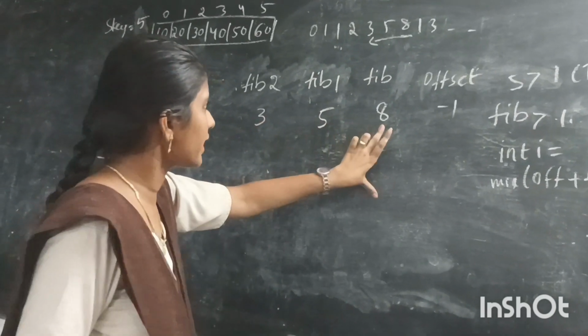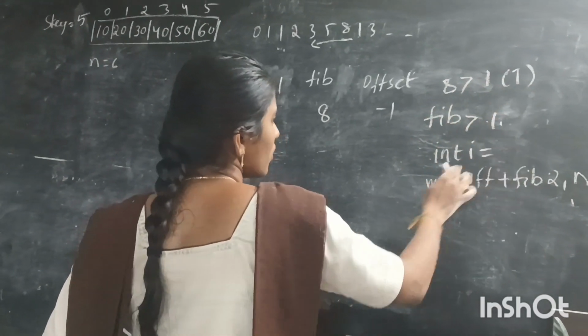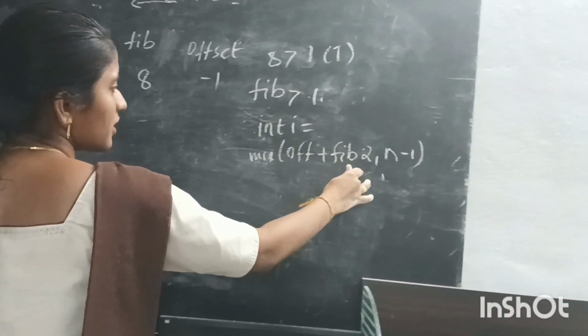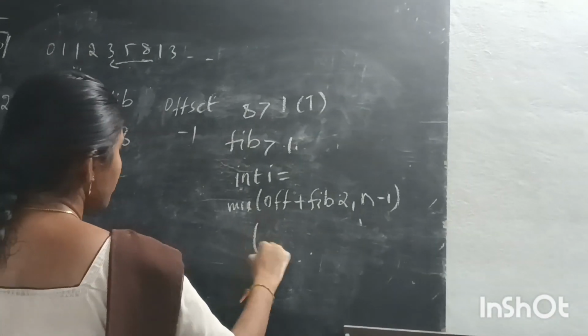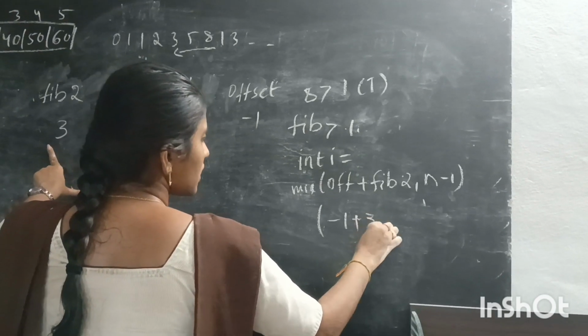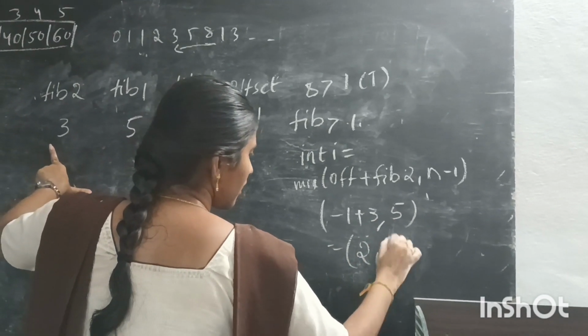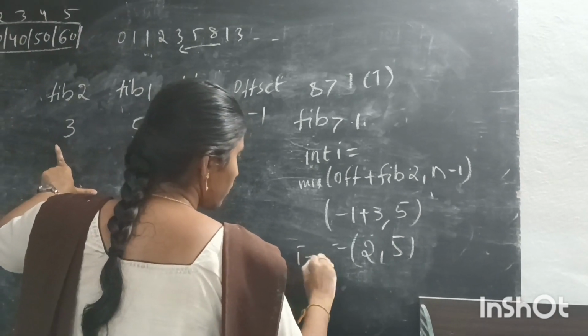First, Fib greater than 1 we have to check. 8 greater than 1, condition will be true. So int I equals minimum of offset plus Fib2 comma n minus 1. Offset value initially is -1. -1 plus Fib2 value 3 is 2, comma n minus 1 is 5. 2 comma 5. Minimum of 2 comma 5 means I equals 2.